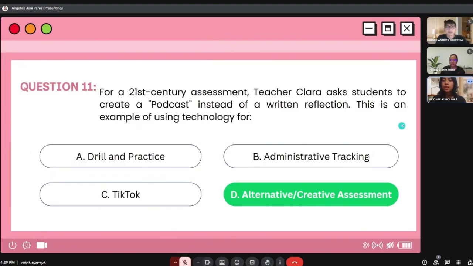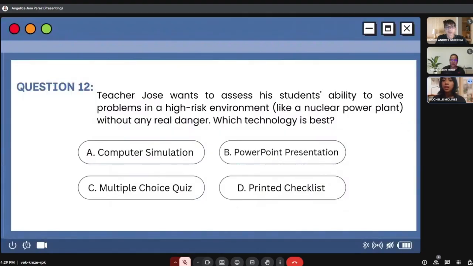Next, question number 12. Teacher Jose wants to assess his students' ability to solve problems in a high-risk environment, like a nuclear power plant, without any real danger. Which technology is best? Letter A. Computer simulation. Letter B. PowerPoint presentation. Letter C. Multiple choice quiz. Or letter D. Printed checklist.